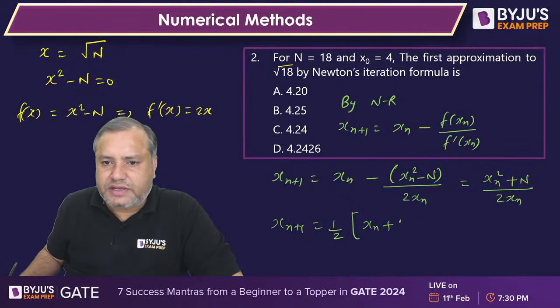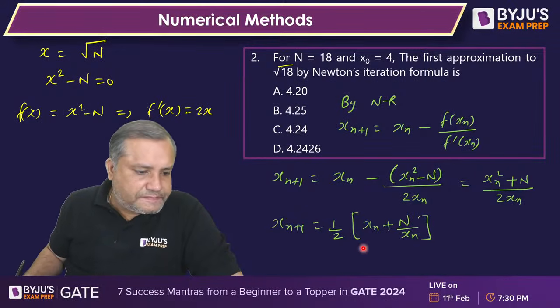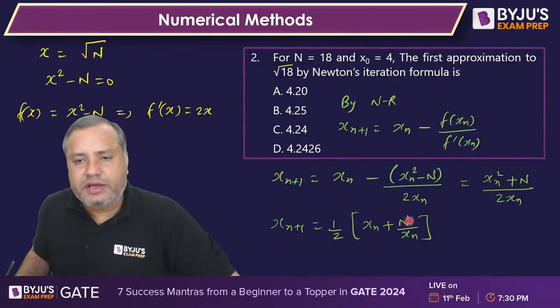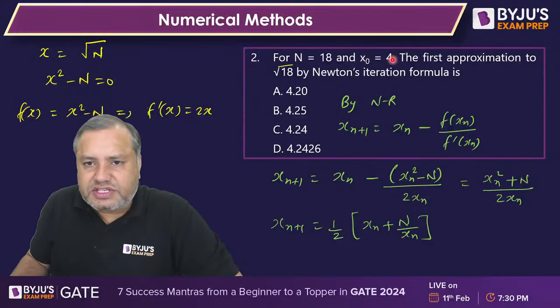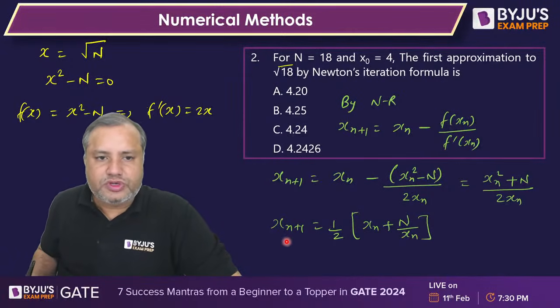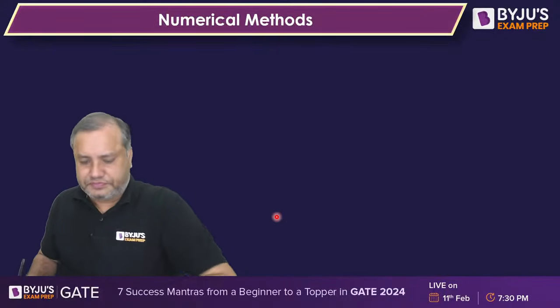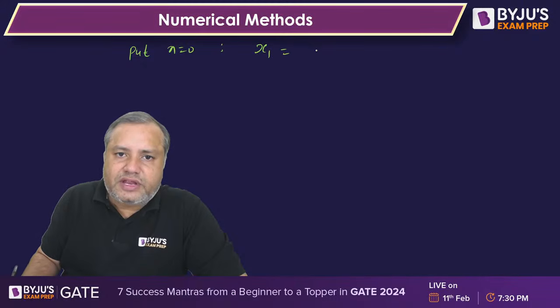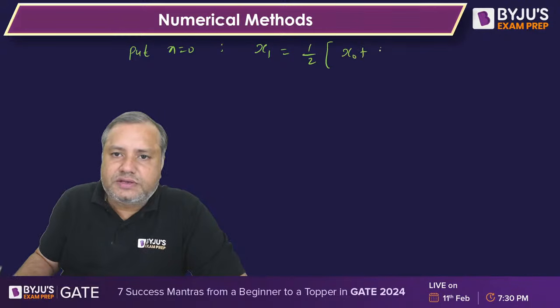Now students, in this particular example, x naught is given as 4. Put n equal to 0 in this form. So you will be getting x1 equal to 1 by 2 (x naught plus n upon x naught).